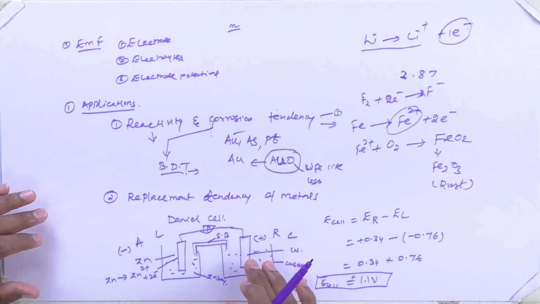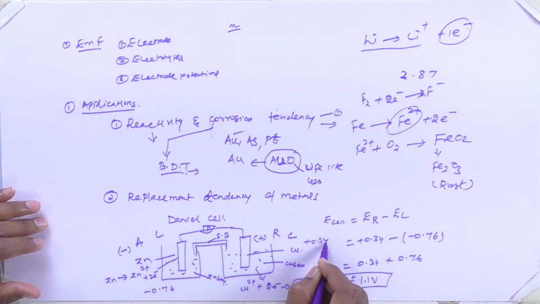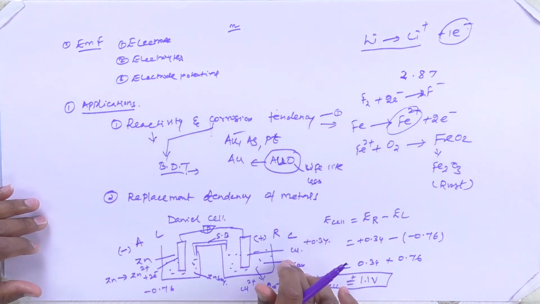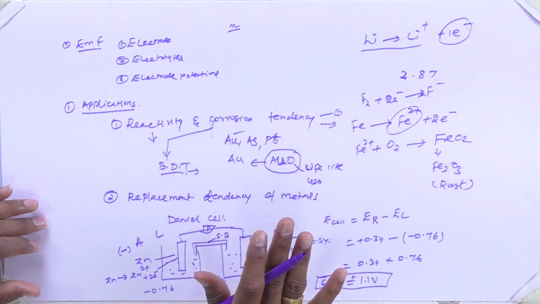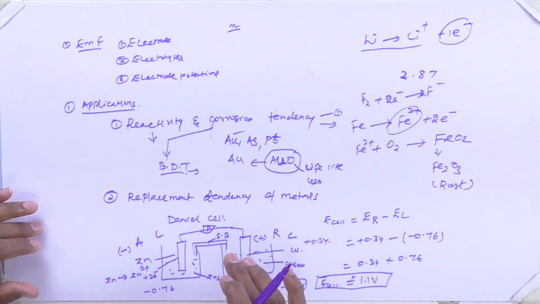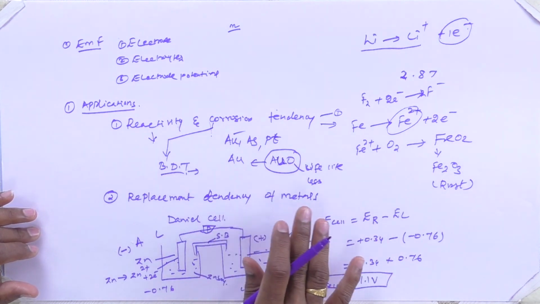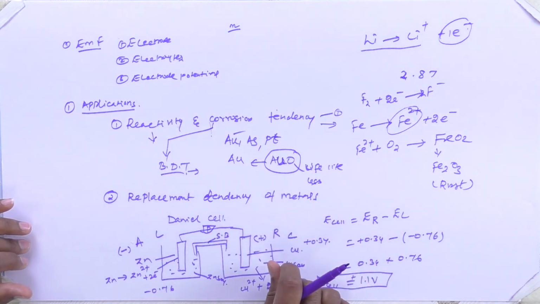Now the metal which has a negative reduction potential value will replace the metal which has a positive reduction potential value, and this tendency can be predicted based on the position of the metal in the electrochemical series. So if it has a negative value, it will replace the other metal from the corresponding salt solution. So this is going to be the second application of the electrochemical series.